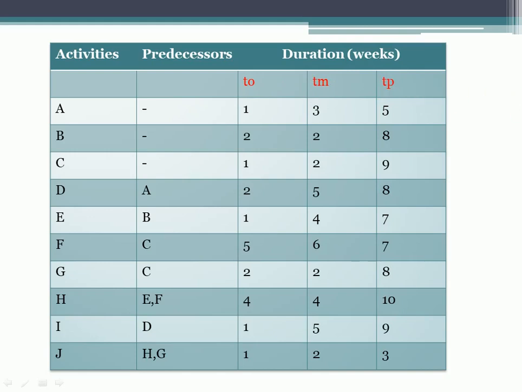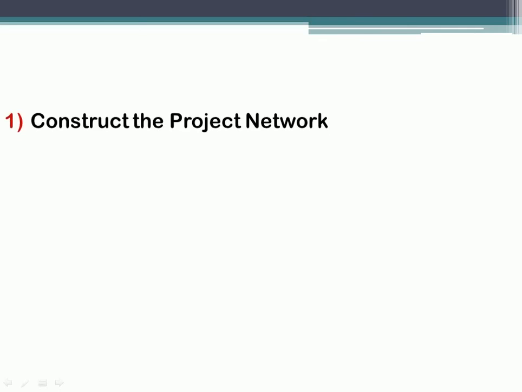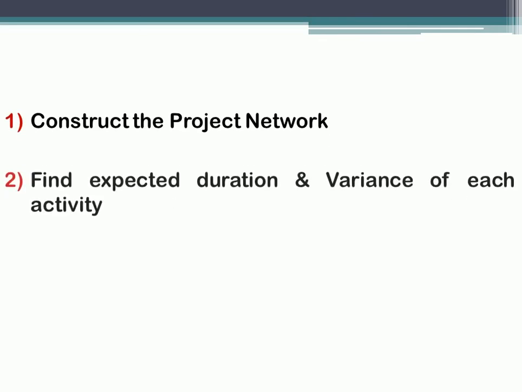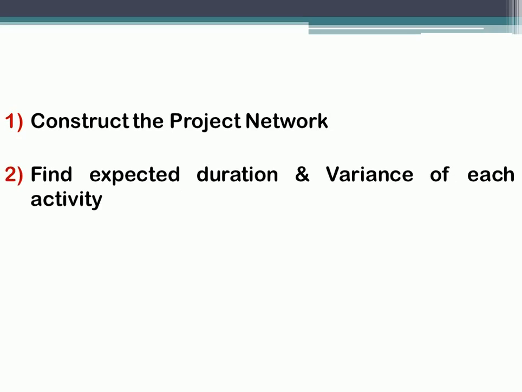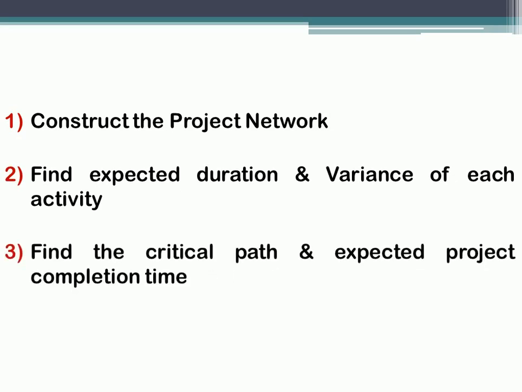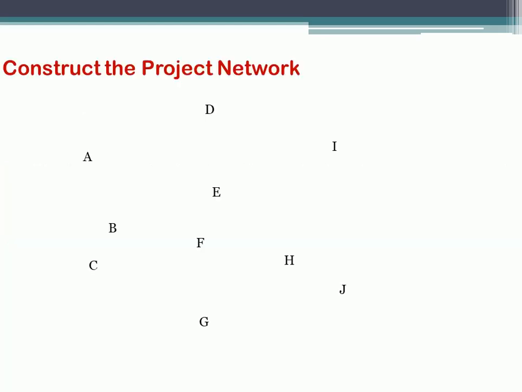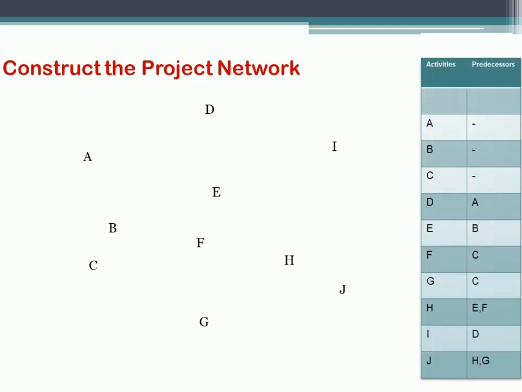Now with the help of the information given in the table, we will first construct the project network. Second, we'll find the expected duration and variance of each activity. And lastly, we will find the critical path and expected project completion time. First, we will construct the project network diagram, and for that we need two pieces of information: first the activities and second the predecessors, like this. With the help of the information in this table, we will construct the project network.